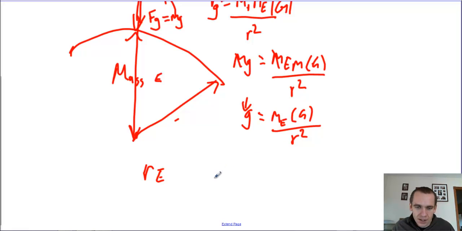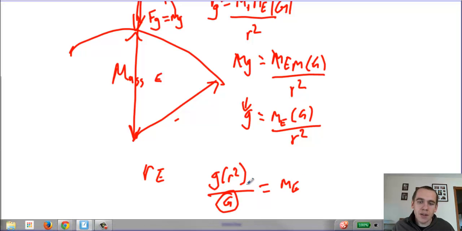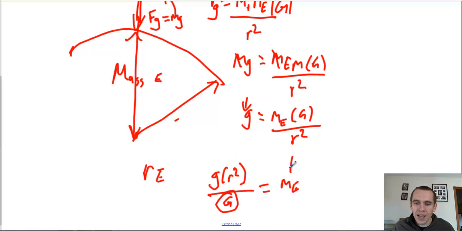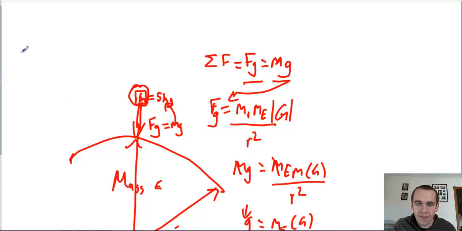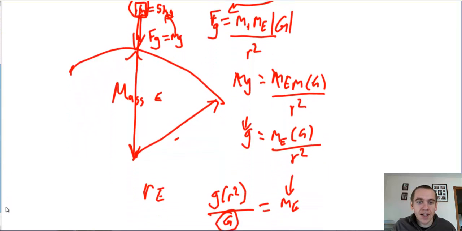What we can say is the acceleration due to gravity times the radius of the Earth squared divided by the universal gravitational constant G gives us the mass of the Earth. So once we knew this value, and we already knew those two, calculating the mass of the Earth was not a super tricky thing to do. So when Cavendish actually found that value for the universal gravitational constant, we were able to see how much mass the Earth had. And then, once we knew that, it was just a matter of using that to figure out the mass of the Sun.